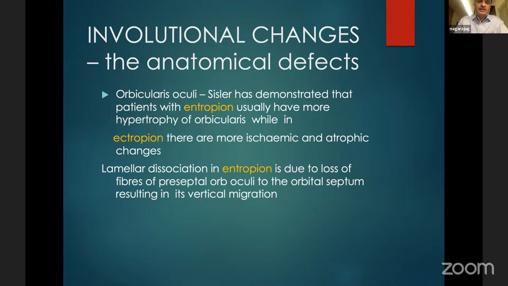And it has been seen that lamellar dissociation, that is because of the loss of fibers of the preseptal orbicularis oculi attachment to the orbital septum, there'll be some migration of the preseptal part over the pre-tarsal part of the orbicularis oculi muscle. Normally, there'll be fiber attachments which will separate the preseptal part of the orbicularis oculi from the pre-tarsal part. And in a case of involutional changes, especially in your entropion, there'll be loss of these fibers of the preseptal orbicularis oculi, which is attached to the orbital septum. So this preseptal part of the orbicularis oculi muscle will override the pre-tarsal part.